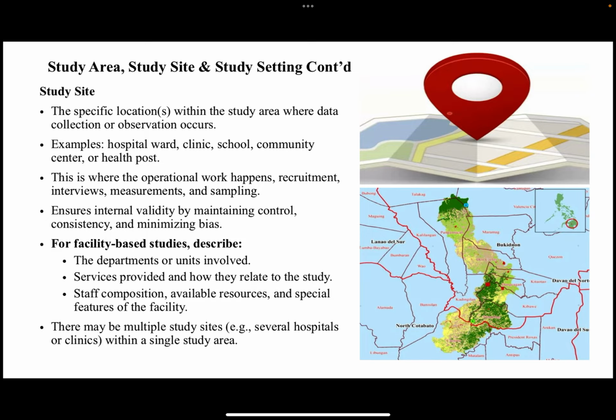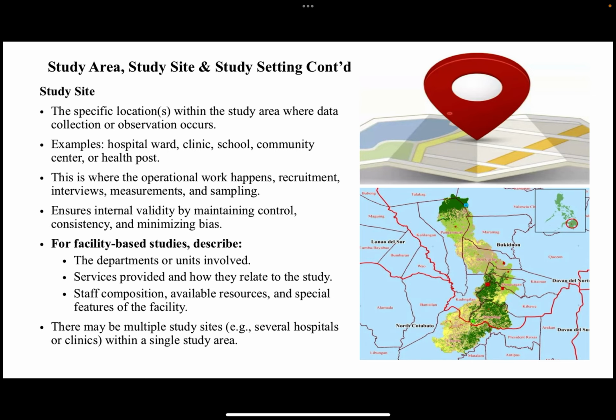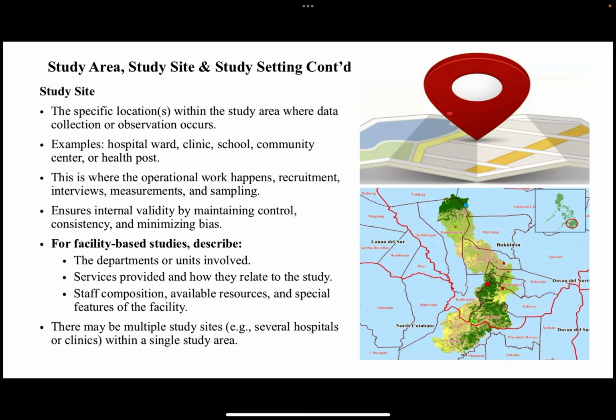Please, the advice I'll give you is that for the study area, you can omit the map. Then for the study site, you give the map. Because you shouldn't give the map for the study area and the map for the study site at the same time. Another thing you can do is a combination.